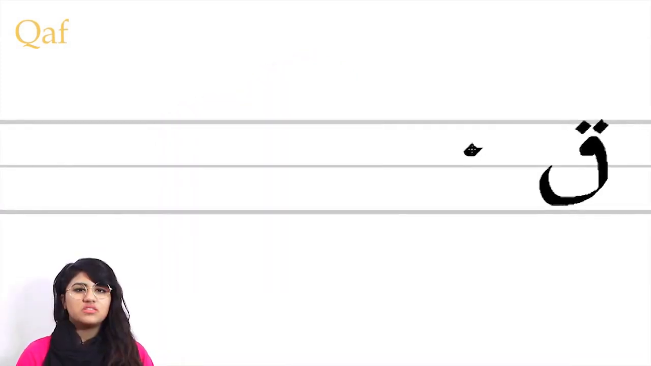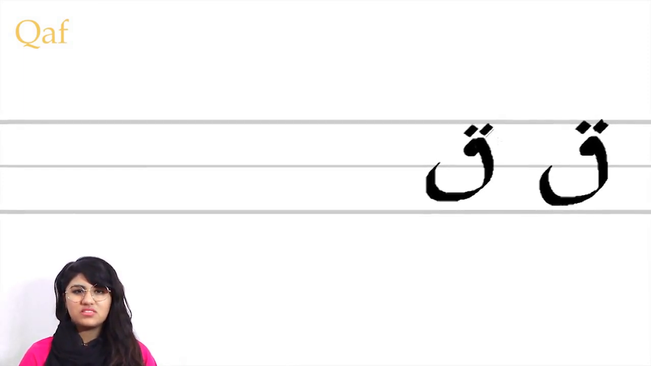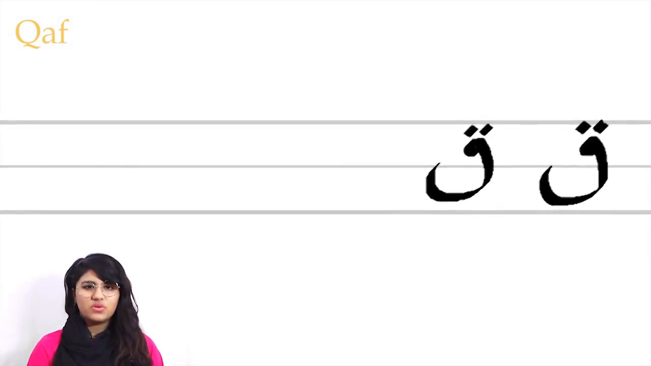Qaf. To make this, you're gonna make a small head, bring it up, make a long neck, and make a big tail, and 2 dots. So circle, long neck, tail, 2 dots.